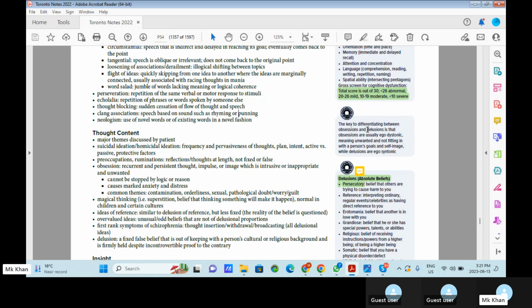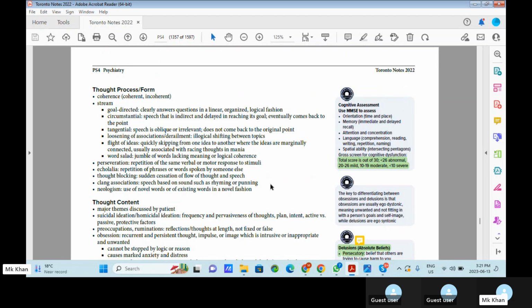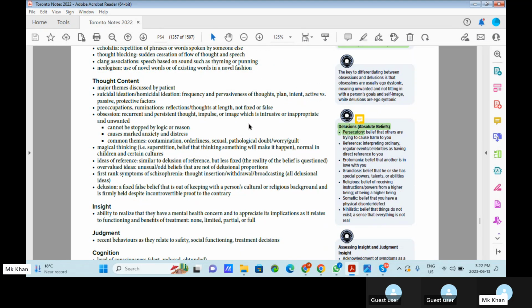So what is the key to differentiating between obsession and delusion? Obsessions are usually ego dystonic, meaning unwanted and not fitting in with a person's goals and self-image, while delusions are ego syntonic. So that is the main difference between these two. So these are all the thought processes, and then the thought content.